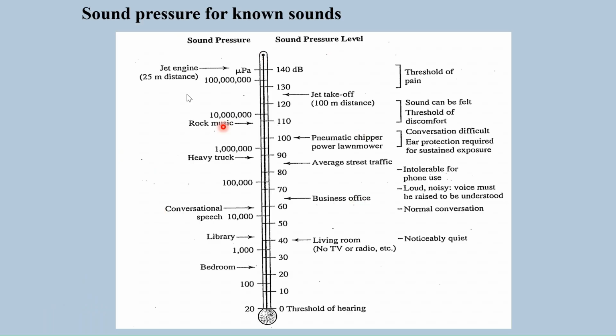Now here we have the sound pressure for the known sound, and the same sound is explained on the left hand side by the sound pressure and on the right hand side by the sound pressure level. On the left hand side we can see we are having from 20 micropascal to 100 pascal. So this is the threshold of hearing, and here we have the threshold of pain. So we can see here we are having much larger variation in the values. But on the right hand side, the same sound is explained as the sound pressure level and the values are given in the form of decibel.